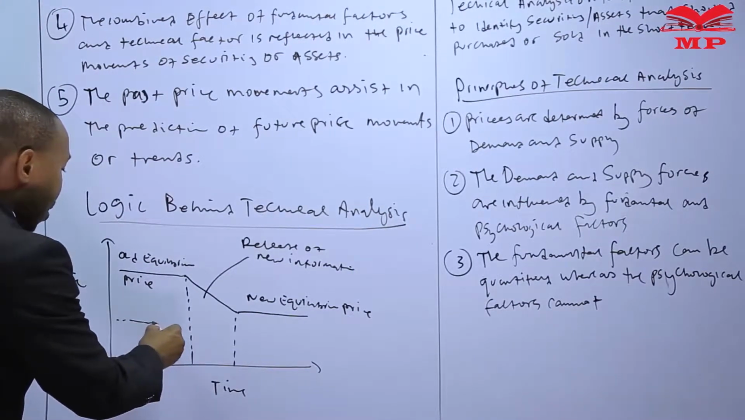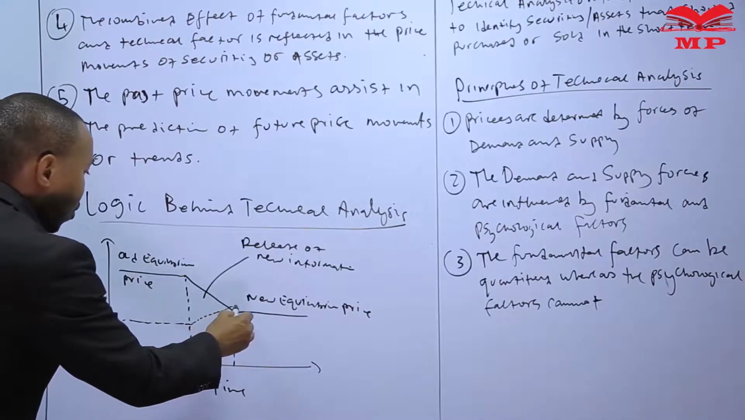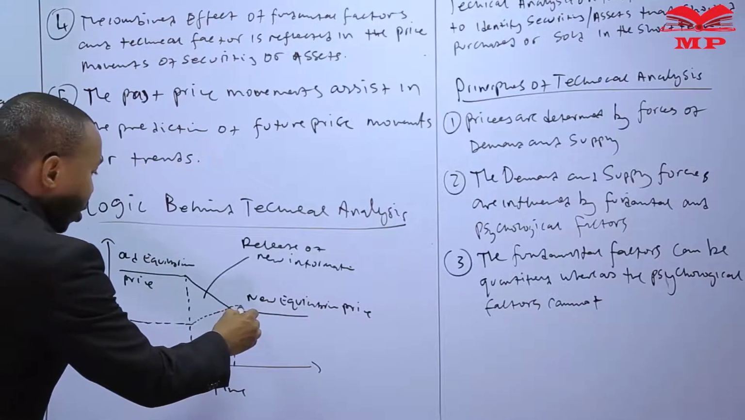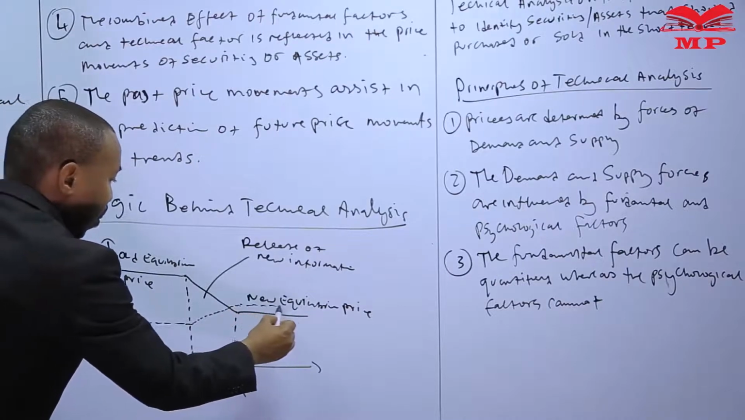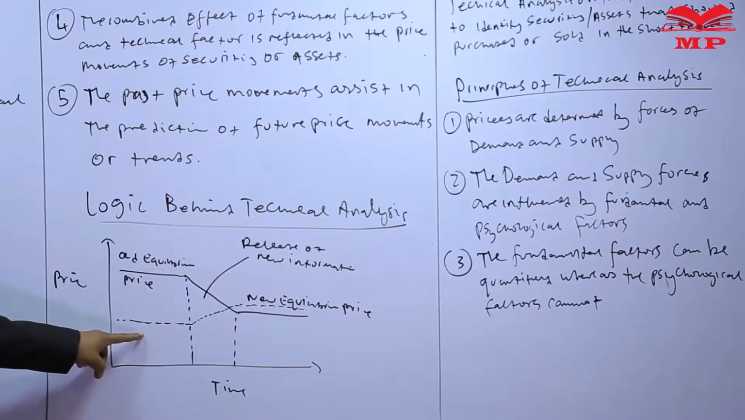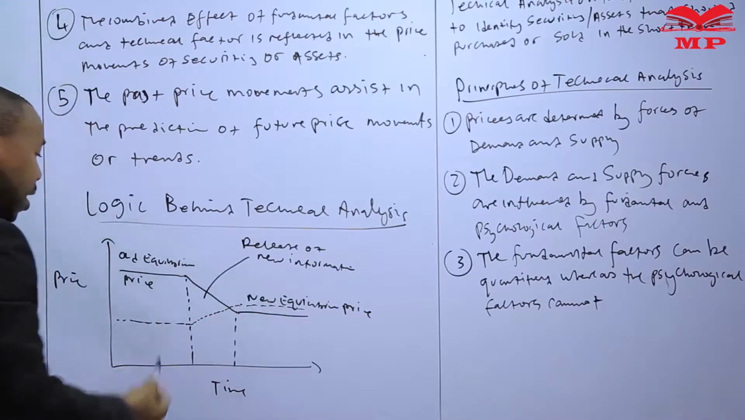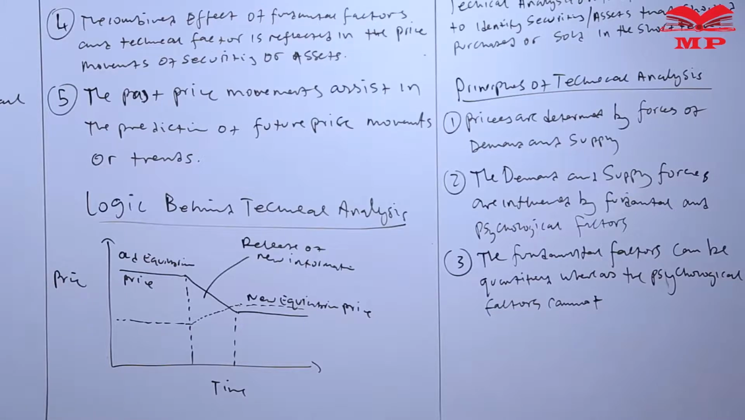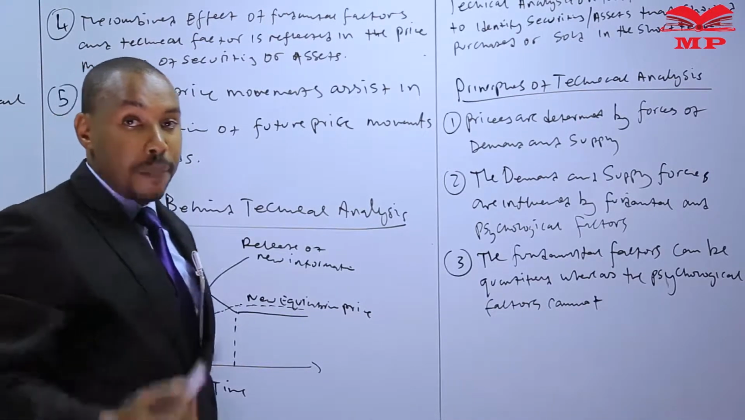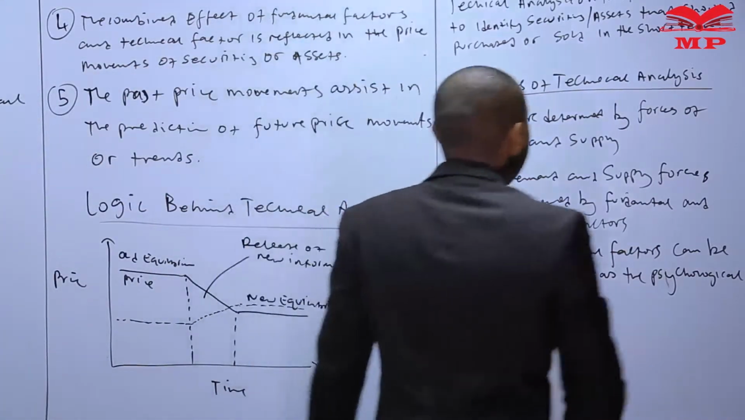So we could have a graph going up like that, where the old equilibrium price is much lower, and then the new equilibrium price is much higher as compared to that. But this is just a simple explanation that can guide the logic behind technical analysis. So that is what we have there.